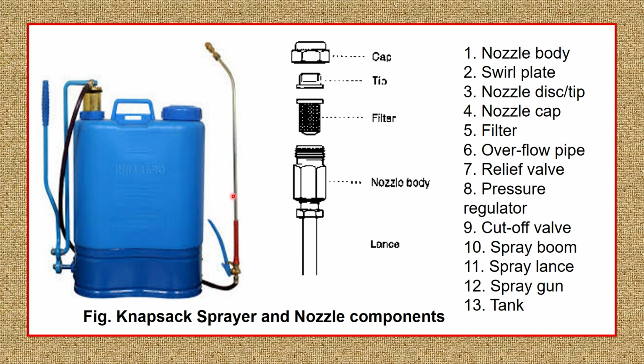Through this delivery section, the chemical comes to this lens. Whenever this trigger is operated, then the chemical will go out of this lens in the form of spray. And in order to prevent continuous handling of this trigger, this cutoff valve is also used. As long as the cutoff valve is on, the chemical continues to go out of the spray.